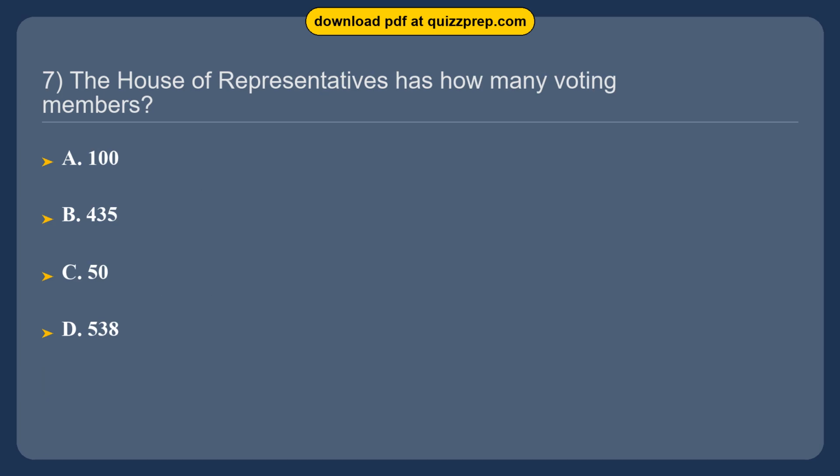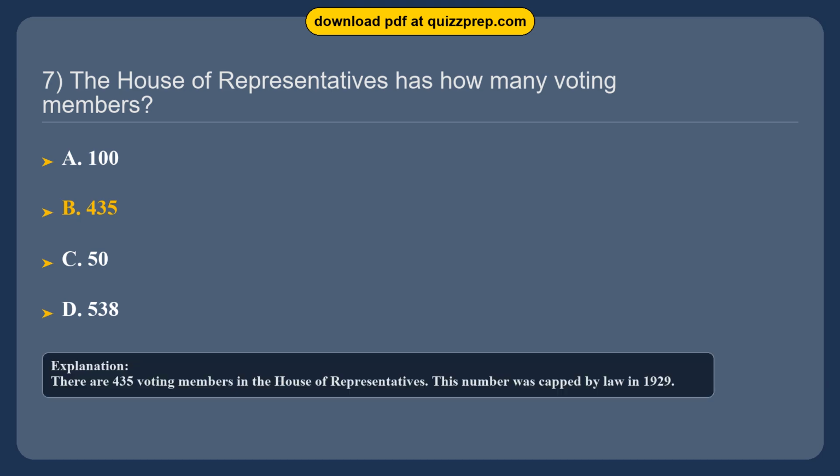Question 7. The House of Representatives has how many voting members? Option A, 100. Option B, 435. Option C, 50. Option D, 538. The correct answer is option B, 435. There are 435 voting members in the House of Representatives. This number was capped by law in 1929.